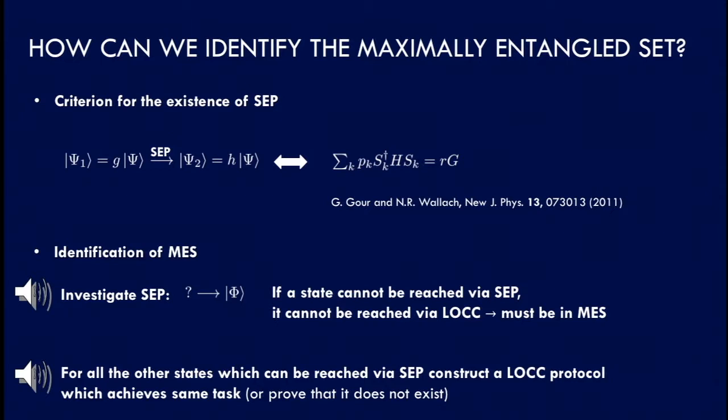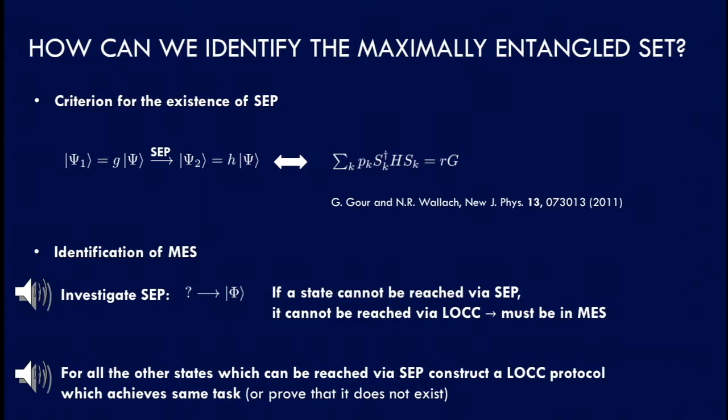So this means that if I can prove that there exists no state psi which can be transformed to phi via SEP, I know that this state phi has to be in the MES, in this maximal entangled set, because it's not reachable from any other state. So I cannot go to this state from any other state. And so we looked at which states can be reached, and for all the other states we constructed explicitly an LOCC protocol which can transform the state psi into the state phi.